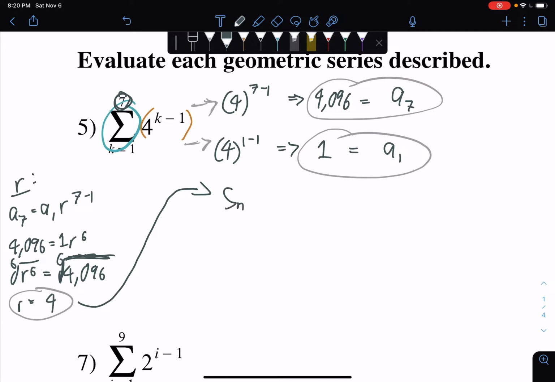S sub n, how do we know the value of n? Well, just a while ago, n is equal to 7. We find our n value. It depends on the value that's displayed on the top of the sigma symbol. By the way, you might be wondering what this symbol is. Well, it's the sigma symbol.